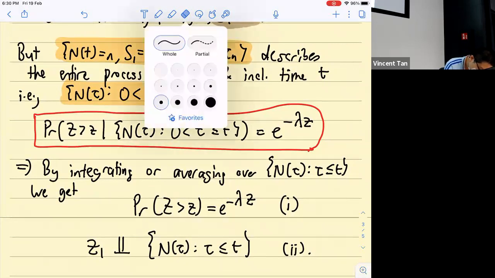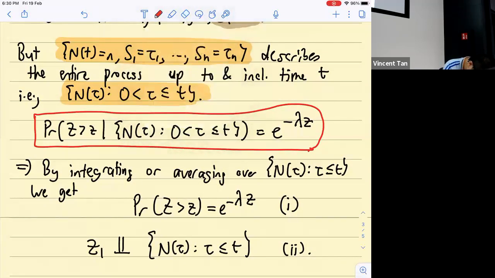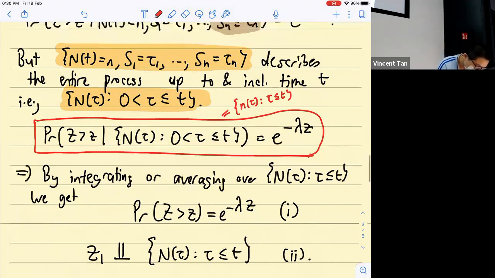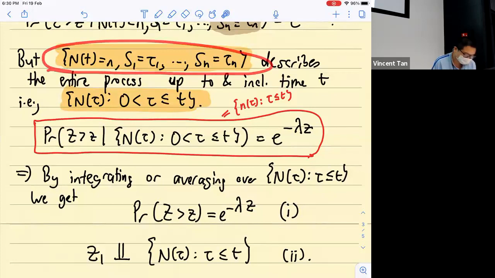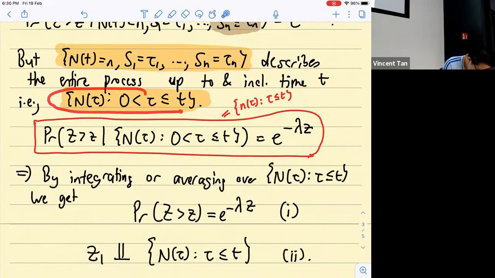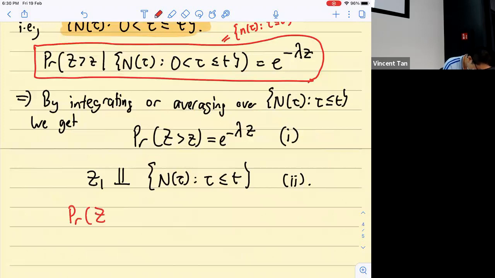Actually, to be absolutely pedantic, this is going to be equal to some N(tau) equals little n(tau), where tau is less than t, because this guy here describes the entire process up to and including time t. This takes on the value n(tau) for tau less than or equal to t. But this is true for every realization, so I might as well put the random variable inside here. So what I'm doing is probability Z bigger than z conditioned on the random variable N, which describes the entire process up to and including time t. What I've written here in red is actually a random variable.